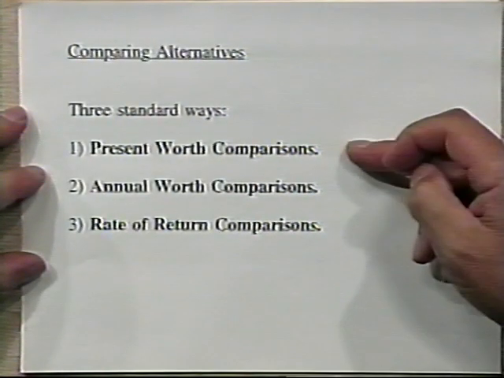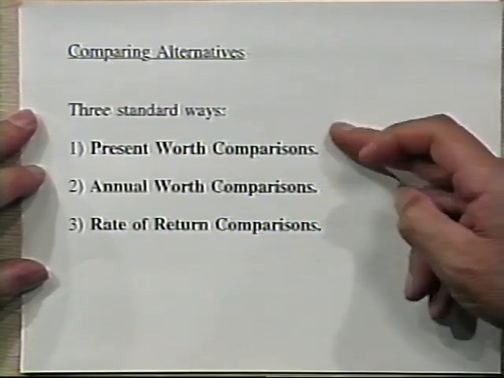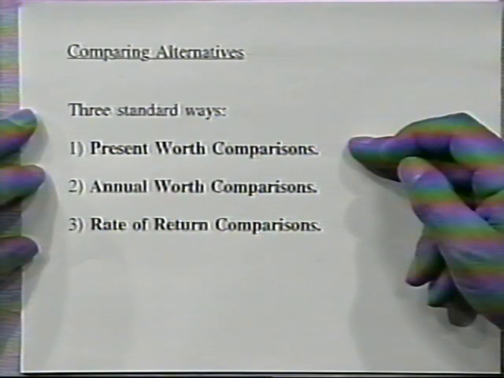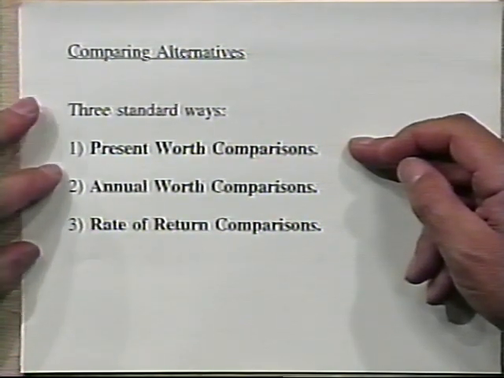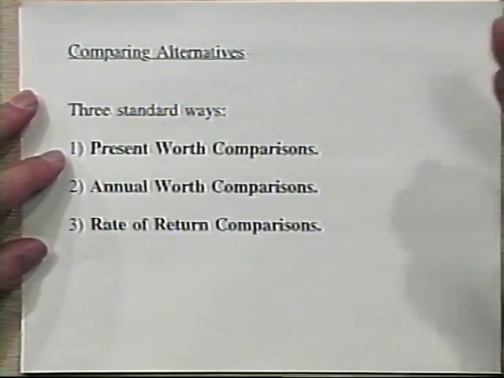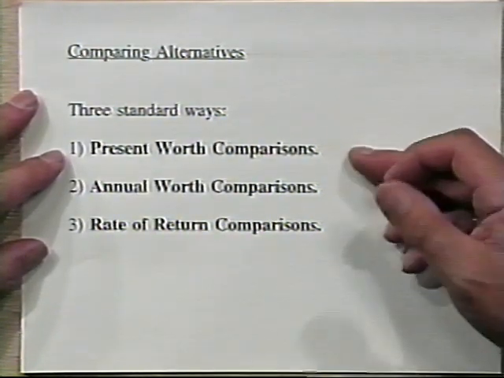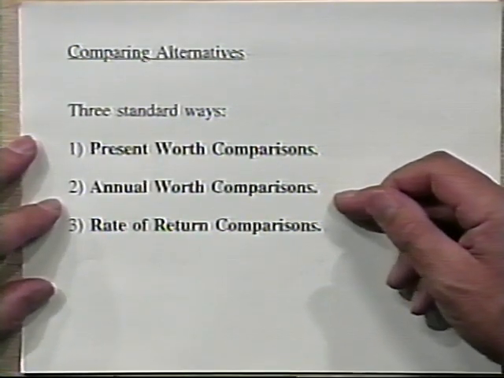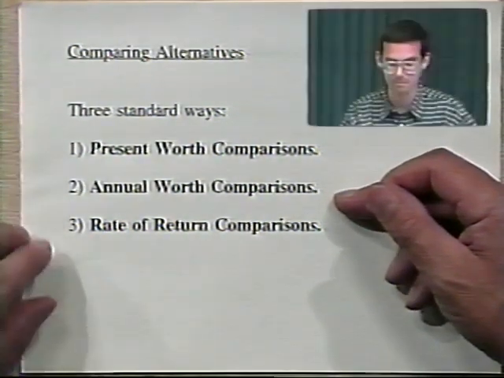Today I'd like to talk about the third of the three different methods for comparing alternatives that we're looking at in this course, which is the rate of return comparisons. Recall that we have looked at present worth comparisons and annual worth comparisons, which are very similar. In the first case, we're taking the cash flows associated with a project and taking it all to present worth and comparing the present worth of two or more projects to see which one's better. With annual worth, it's very similar, so we're taking everything to an annuity as opposed to a present worth.